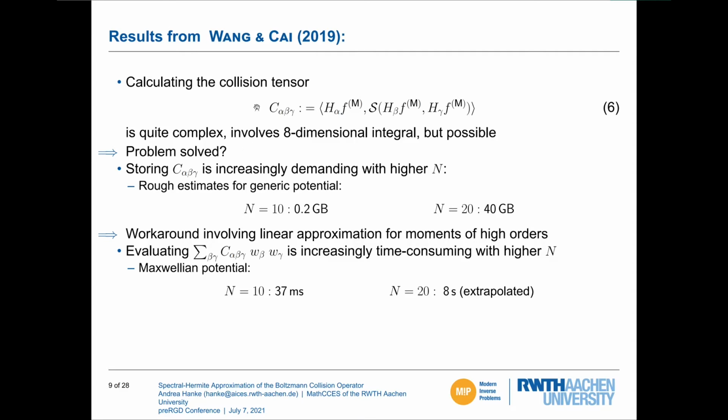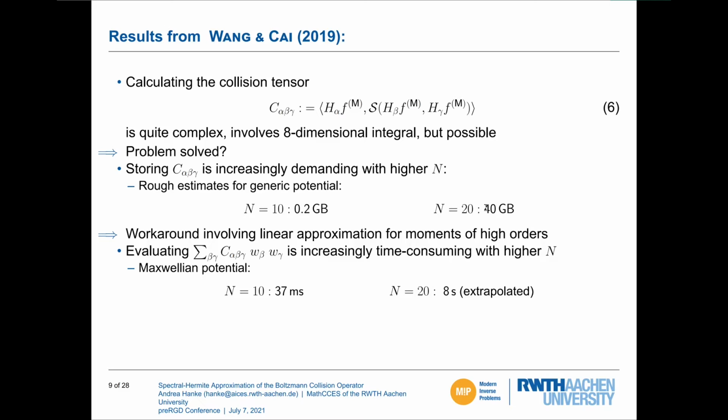Well, storing this collision tensor is increasingly demanding with higher n. Of course, Huang and Chai knew that. They also gave rough estimates for a generic potential. If we set our maximal polynomial degree n to 10, then there are 0.2 gigabytes of data that you would need to store. Whereas when you just double n to 20, you're already in the neighborhood of 40 gigabytes.